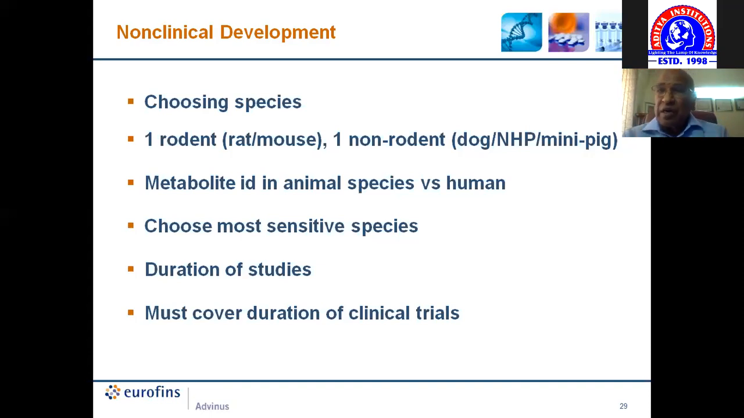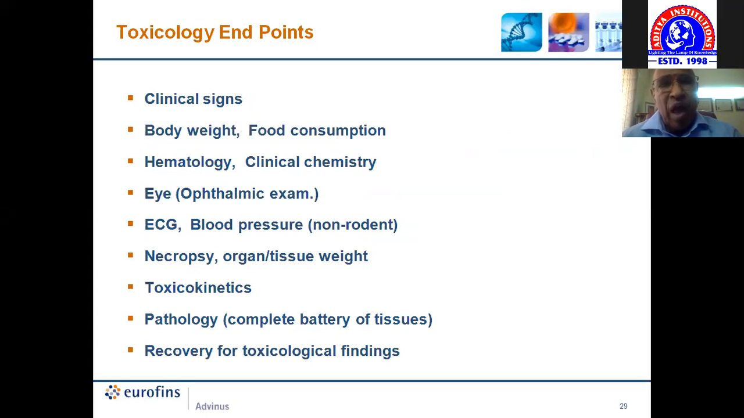As a result, in the early studies when we do in animals, we do minimum 2 weeks or preferably 4 weeks so that we go slightly longer than a human study. Typically, a 28-day study has become the duration of choice in the early stage and must always cover the duration of the clinical trial. Next slide, please.